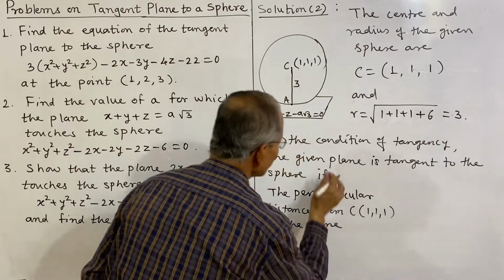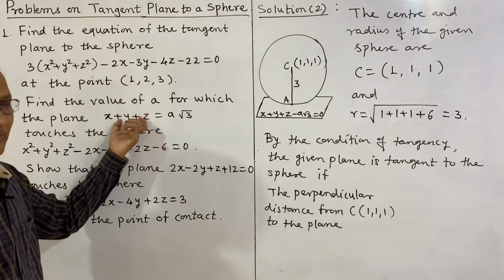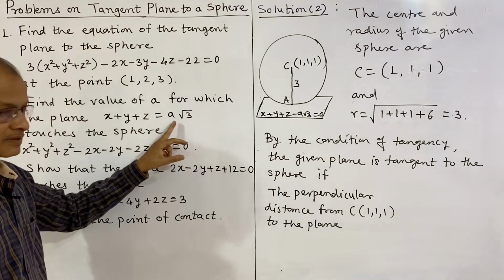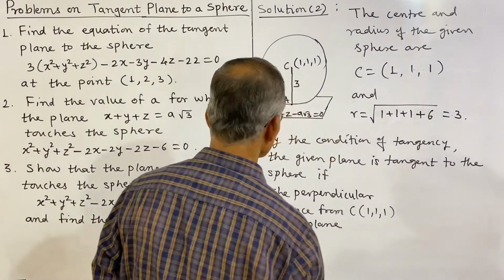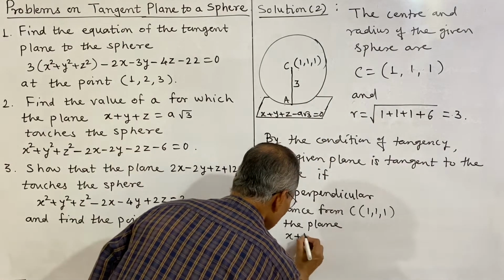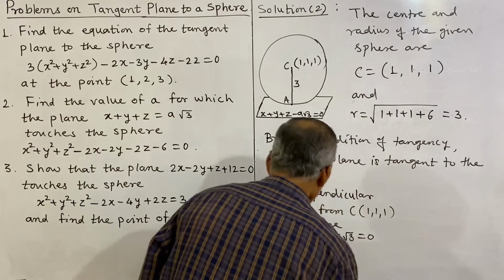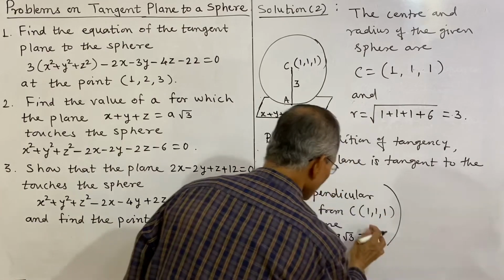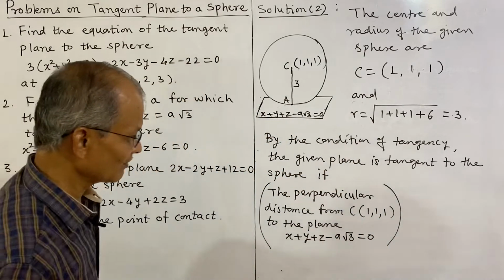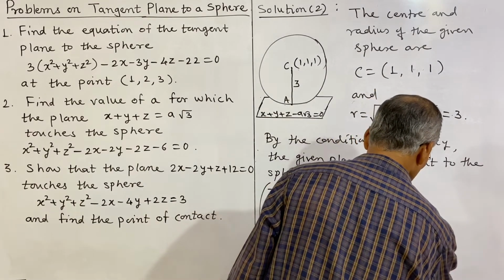see, the equation of the plane is this one. So we have written the equation in general form, shifting this term to the left side, and that is x plus y plus z minus a root 3 is equal to 0. So this is the perpendicular distance from the point to the plane, and that must be equal to the radius.